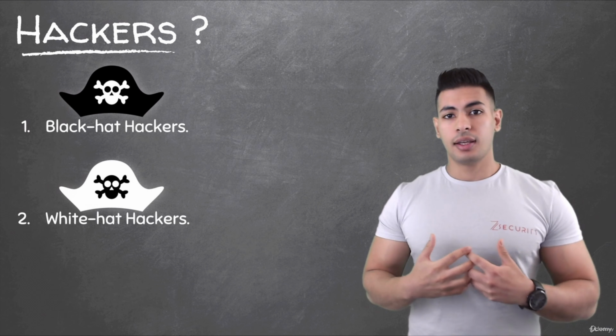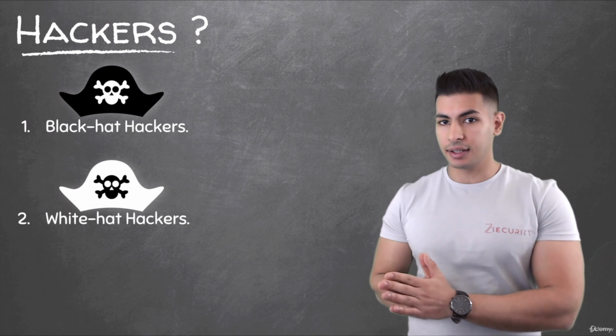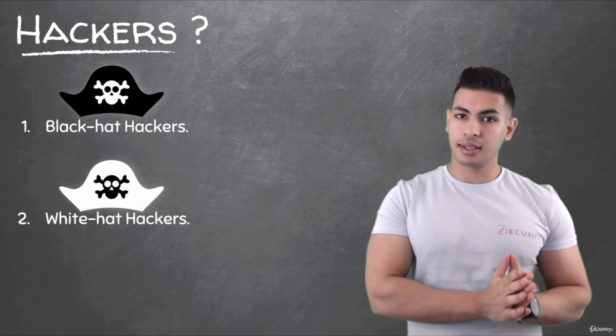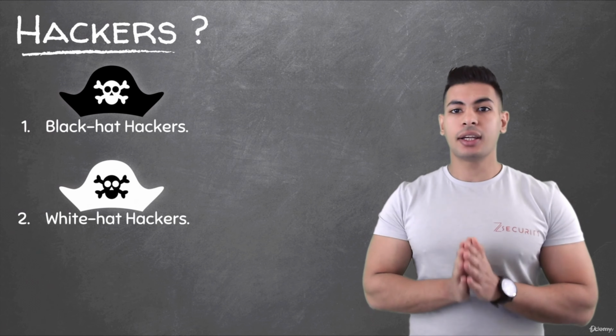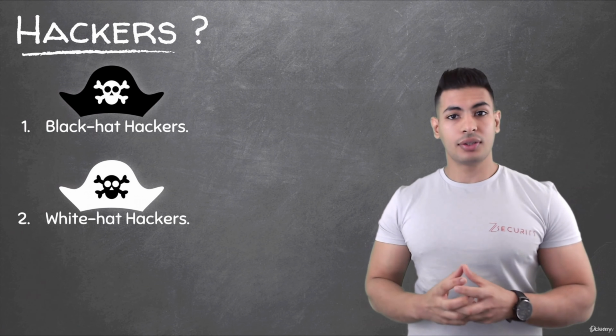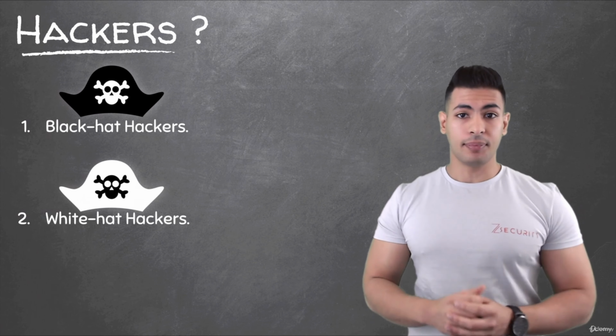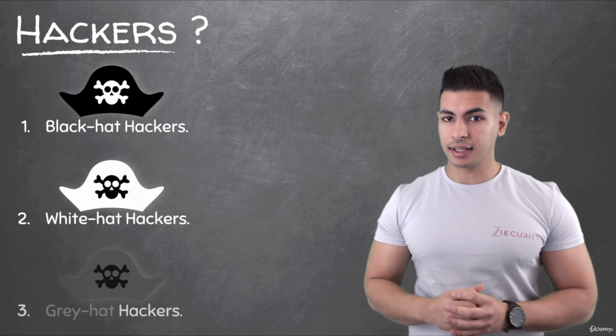So this is us. These people use the same techniques used by the black hat hackers, and they also hack into systems, but they only hack into systems that they have permission to hack in order to test the security of these systems. And finally, we have the gray hat hackers.